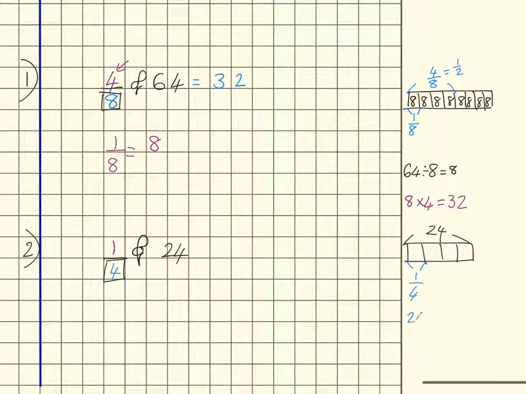So 24 divided by 4 equals 6, which means each one of these is worth 6, so 6, 12, 18, 24. And because I'm only finding 1/4 of 24, I don't actually need to calculate anything else, so I know that 1/4 of 24 equals 6.